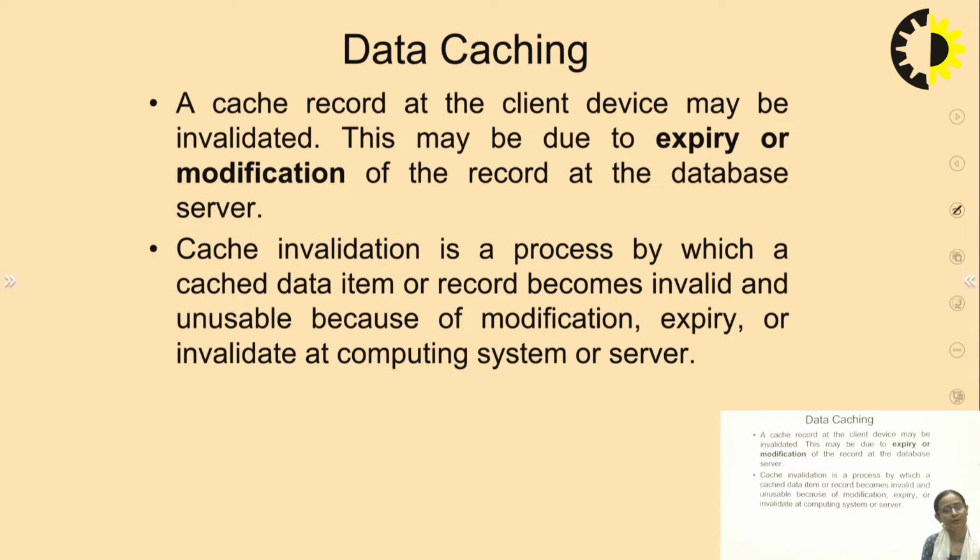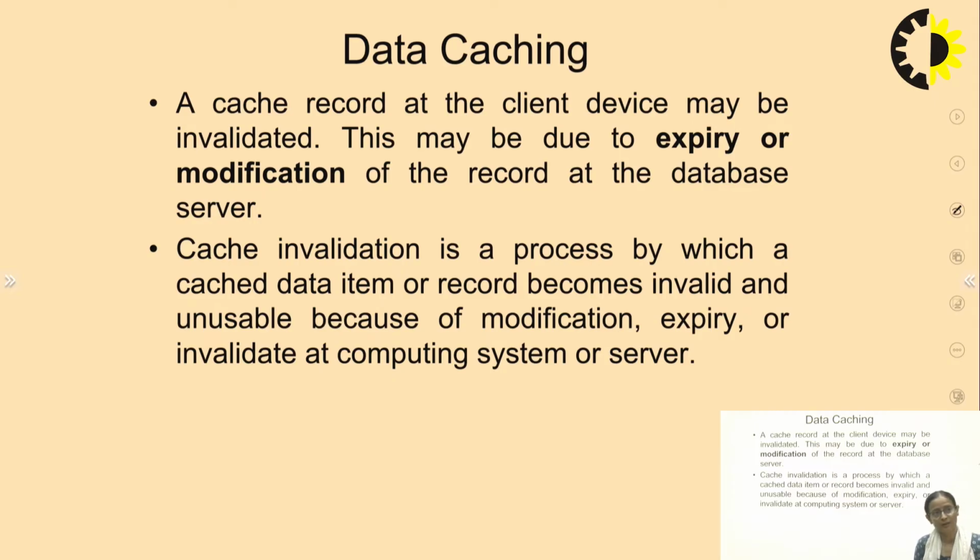Now the next important topic which we are going to discuss in this particular lecture is data caching, whose meaning we have already seen, and it is an important challenge which needs to be addressed when we talk about data management in a mobile environment. So what is a cache? It is a record at the client device, which may be invalidated. So we need certain mechanisms to find out, when we are using the data in a cache record, whether it is valid data or invalidated. This may be due to expiry or modification of the record at the database server.